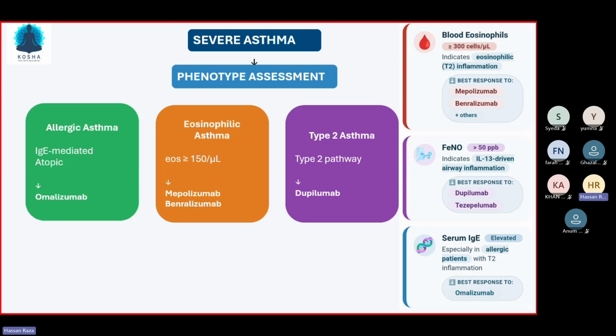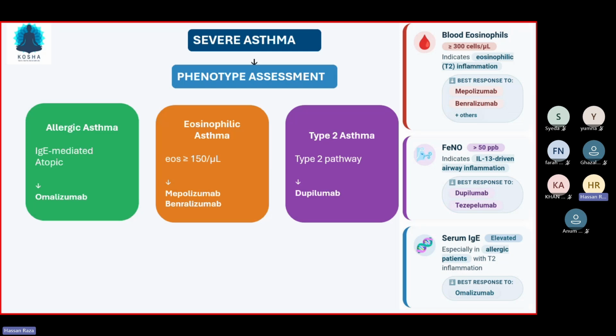What is meant by phenotype or endotype basically? You need to clinically examine the patient to judge what kind of inflammatory pathway the patient has, and what point of inflammation he or she is in. So these guidelines suggest asking the patient to have an eosinophil count, a FeNO (fractional exhaled nitric oxide) count, and also a serum IgE test.